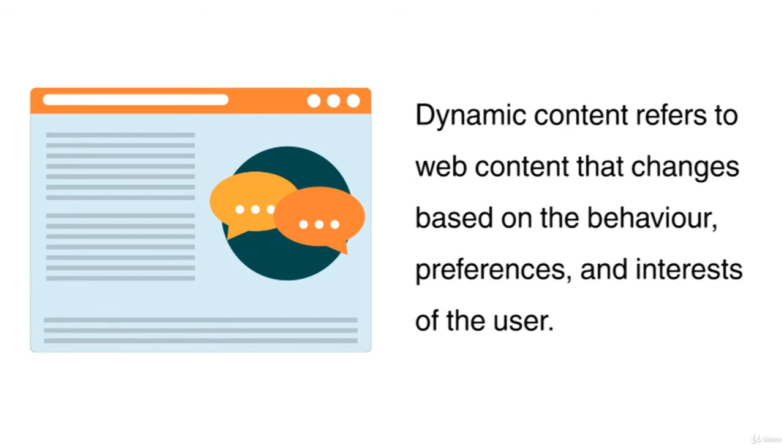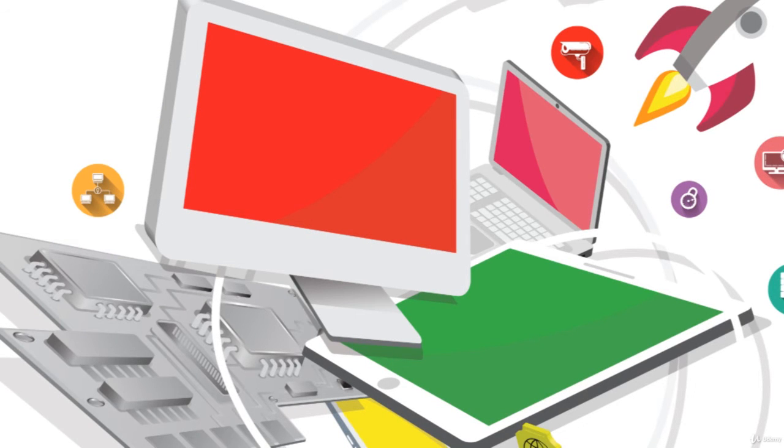Dynamic content refers to web content that changes based on the behavior, preferences, and interests of the user. It refers to websites as well as email content and is generated at the moment a user requests a web page.